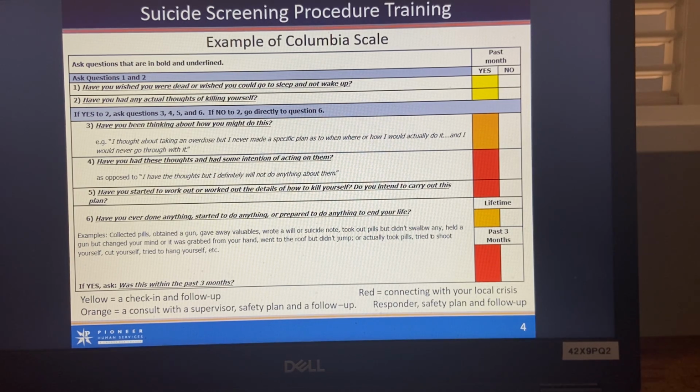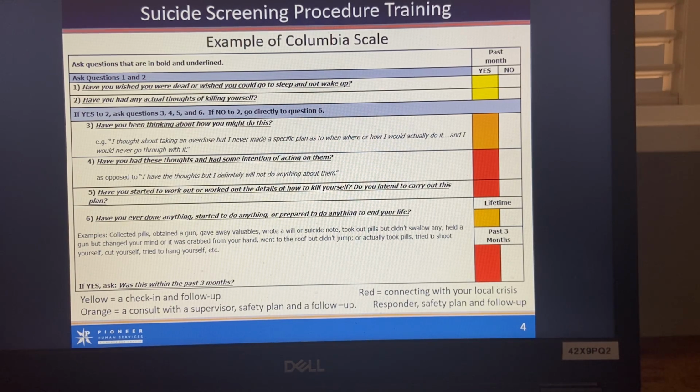Question 1: have you wished you were dead or wished you could go to sleep and not wake up? A client can answer yes or no, and this is based on the past month. If a client answers yes, you ask question number 2. If a client says no to question number 1, there's really no reason to continue doing the Columbia Scale at this point. But if a client says yes, then you ask question number 2.